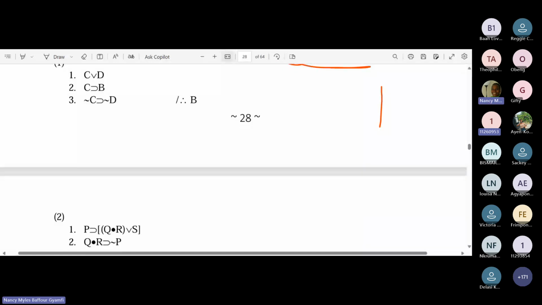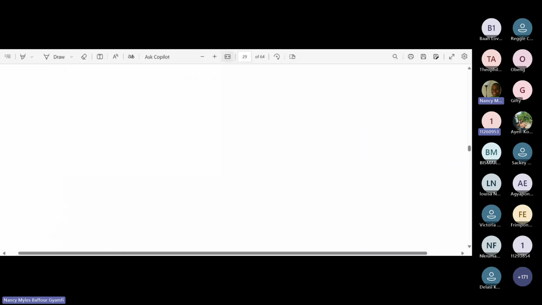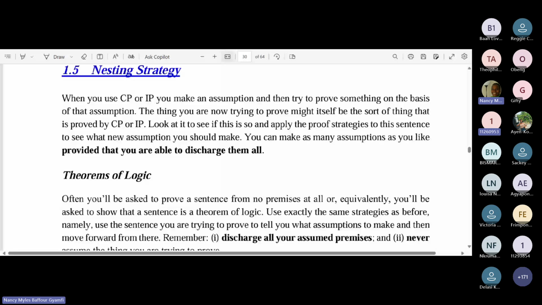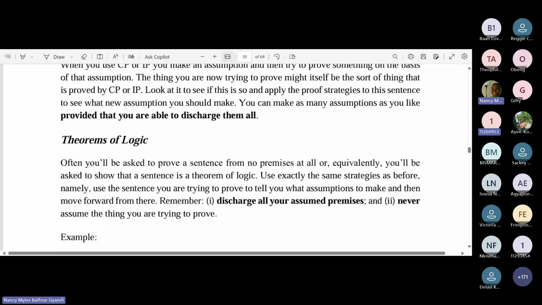And that is it. The next one will be predicate. This is the nesting method. Keep watching. The nest of a bed. Okay. Yes, auntie.